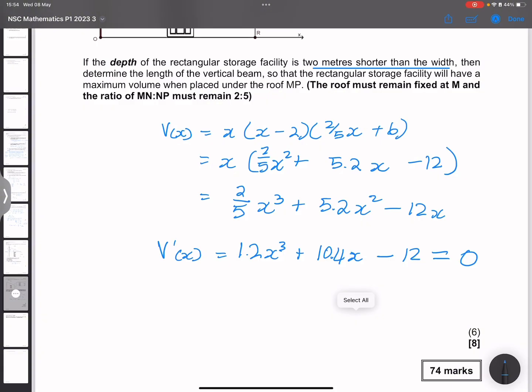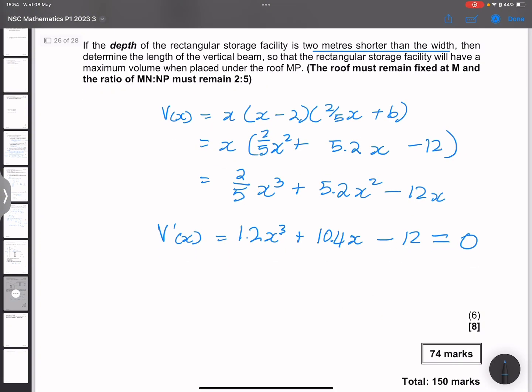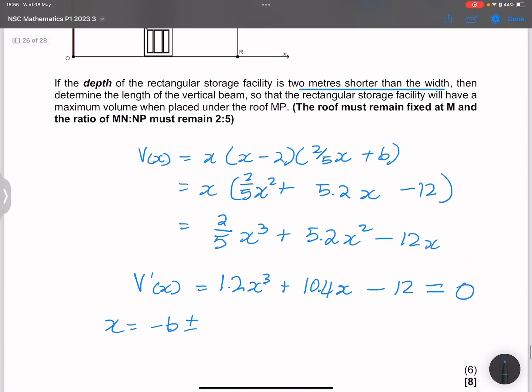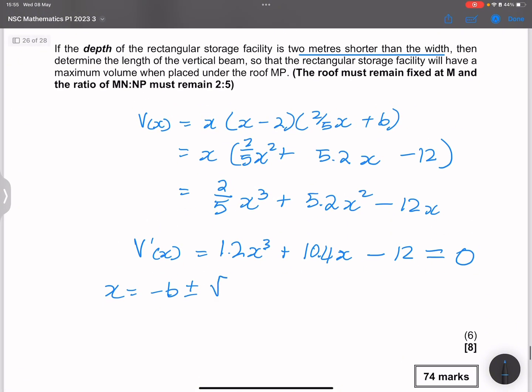And now let's plug this into our quadratic formula. So in this case, x is going to be equal to minus b plus minus. Remember, we use our quadratic formula when we cannot factorize, and I'm not going to bother trying to factorize this. So this is divided by 2a. Now let's plug and play with the values.